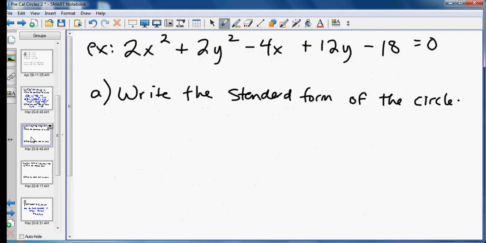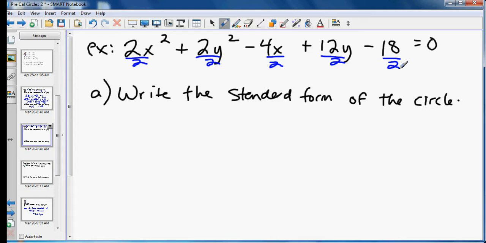Okay, this example will be the same basic process. The first thing we need to do, which I mentioned last time but we didn't have to do anything with it, is we have to make sure the coefficients in front of x squared and y squared are just 1. But this time they're not. It's a 2. Well, we can't complete the square, which we're going to need to do soon. We can't complete the square when we have those coefficients there. So what we have to do is actually divide everything, every single term, by 2.